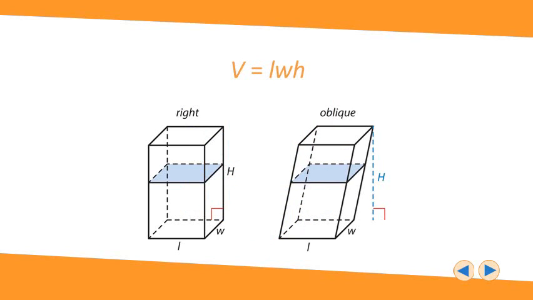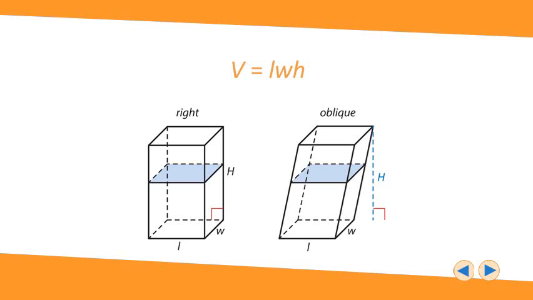Now we can have right prisms in which the height is going to be one of the edges of the prism, or we can have an oblique prism, in which case the height is not necessarily going to be equal to one of the edges, but you would potentially have to use the Pythagorean theorem to find out what that height is. Okay, but you're still going to use the same formula, length times width times height. You just need to realize that with the oblique one, the height is not necessarily one of the edges on the prism. You may need to calculate it.